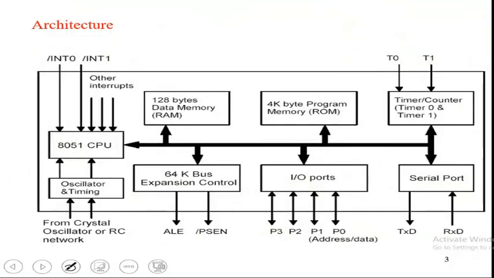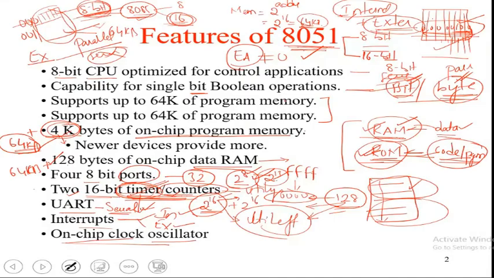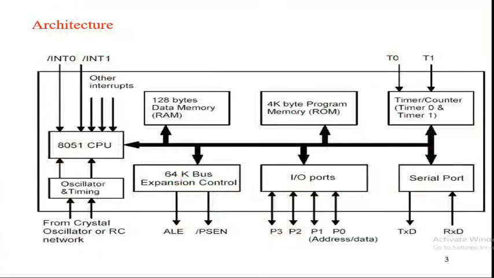As we discussed the internal features, all these features are incorporated in the chip of the 8051 microcontroller. We discussed the 8051 CPU, that is an 8-bit CPU, 128 bytes of RAM, and 4 kilobytes of ROM. Timers and counters are there. Two 16-bit timers and counters are there. The first timer is specified as timer 0 and the other timer is specified as timer 1.